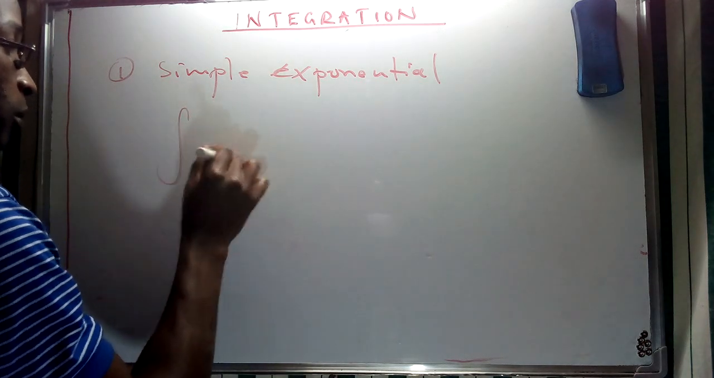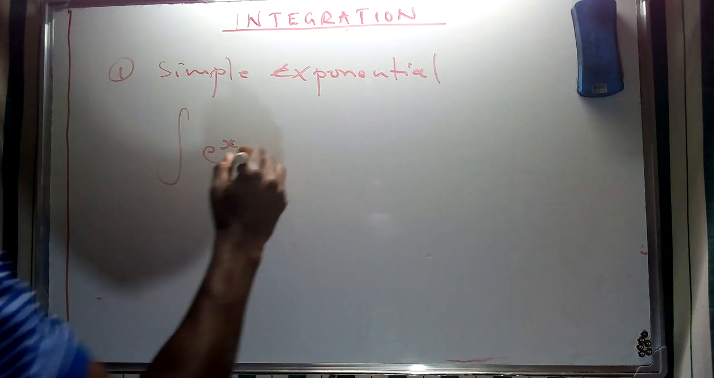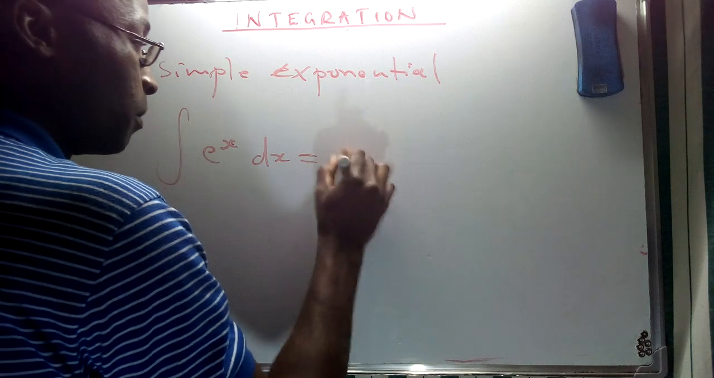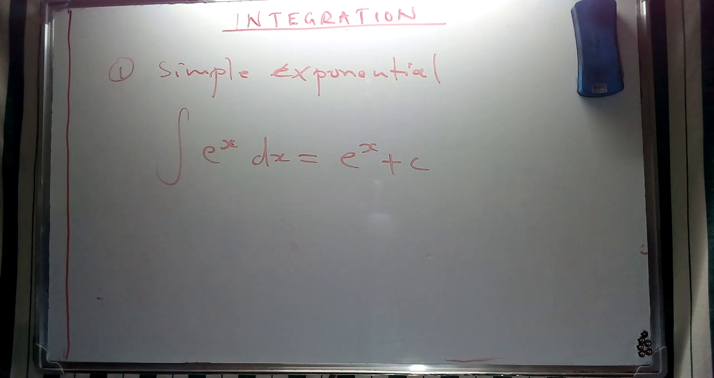Going to assume that we know the value of a. This is a natural log. So the integral of a^x dx is going to be represented as a^x over ln a plus c. So this is the simple exponential rule being given as such.